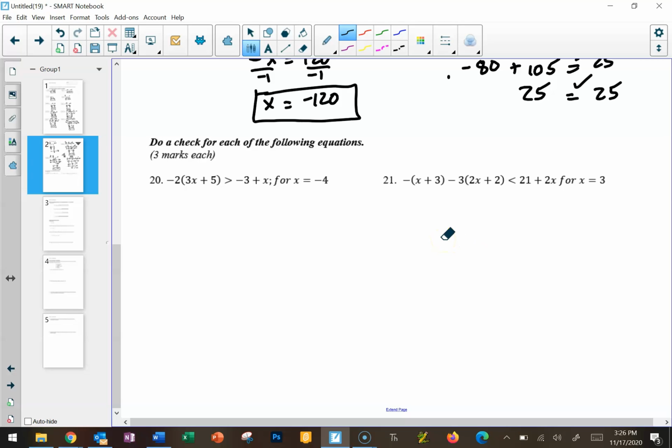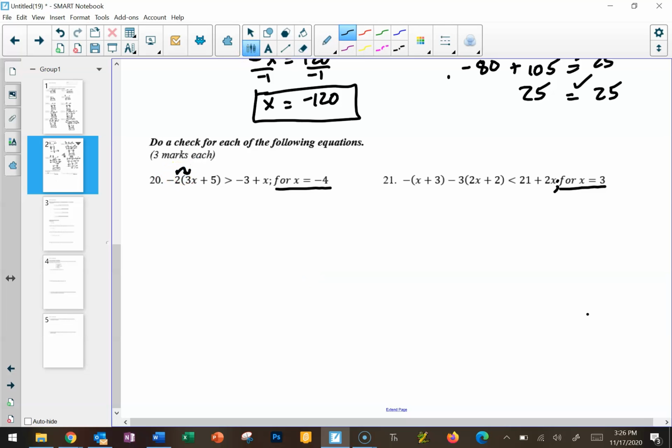Okay, it says do a check for the following equations, and here's the check. You're going to check 4x is equal to negative 4, and this one you're going to check for x equals 3. So that's just telling you what numbers to substitute in on your checks. So let's solve the inequality, and let's see if they check out.